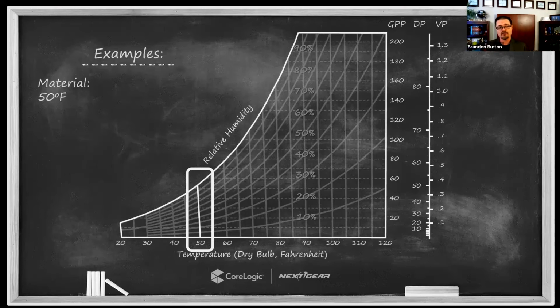So let's say in our case, this material that wasn't making progress, we measure the temperature and we obtain a measurement of 50 degrees. So we would go to our psychrometric chart, find the 50-degree mark at the bottom of the chart, and then highlight this little line here that represents 50 degrees.